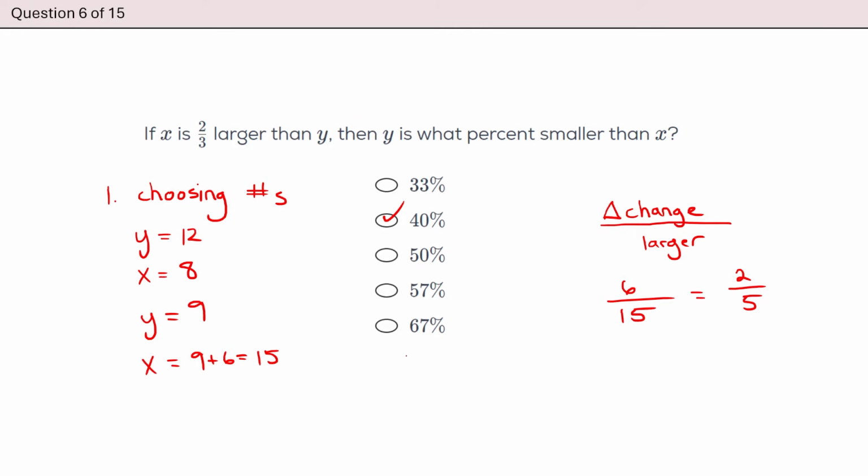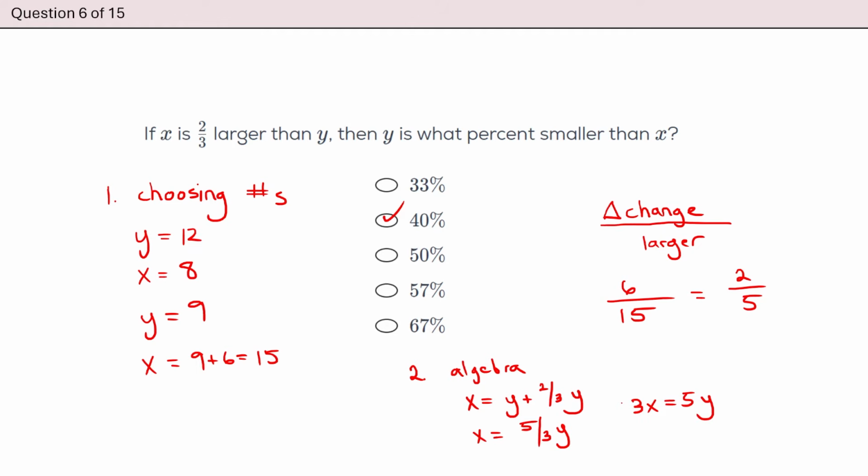But you can use algebra if you want to. You can really set up the algebra, but you have to be careful with the way you set up the equation. So remember, x is larger than y. So you have to say, okay, x equals y plus 2/3 y. And if you do a little bit of fraction simplification, you're going to see that x equals 5/3 y. Is that right? 3/3? Yeah, 5/3 y. And then if you move the 3 over, you now have 3x equals 5y.